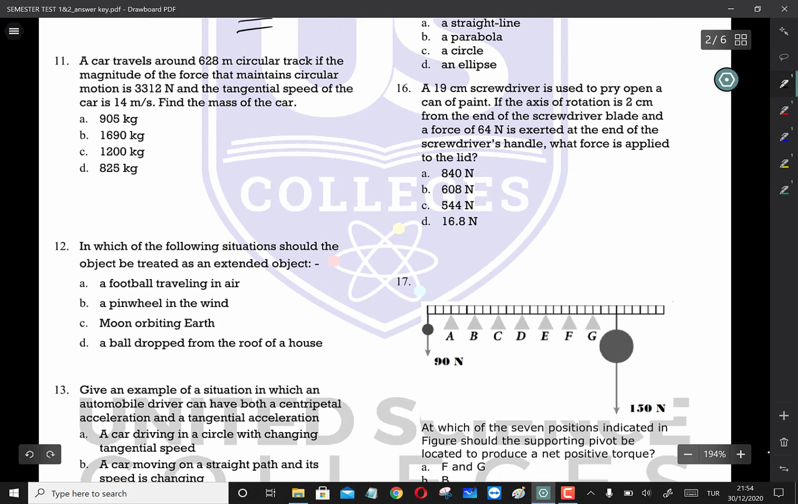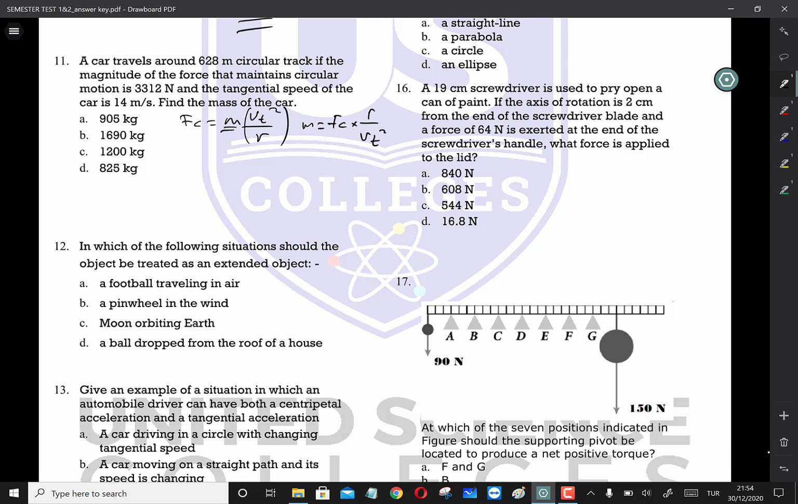A car travels around a 628 meter circular track. If the magnitude of the force that maintains circular motion is 3312 Newton and the tangential speed of the car is 14 meters per second, find the mass of the car. We are going to use the centripetal force equation, Fc equals m vt squared over r, and because mass is the question, we move vt squared over r to the left side by flipping. So m is going to be Fc multiplied by r over vt squared.